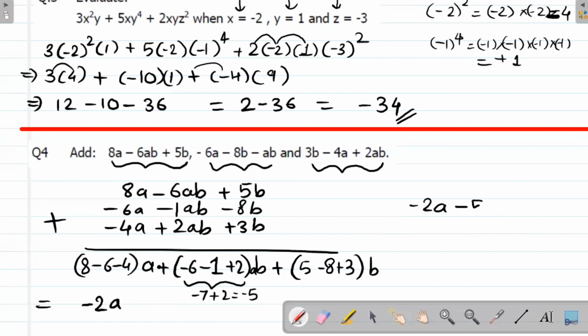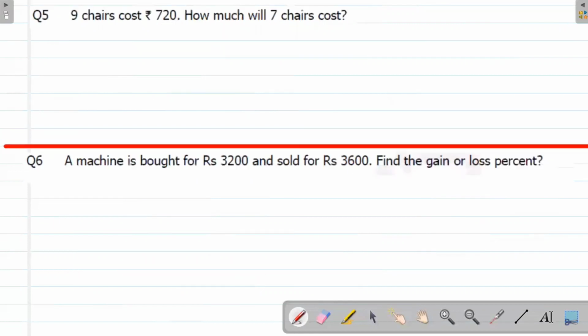Your second term is going to be minus 5ab, and the last term, that is 5 minus a, so this is going to be 0b. Okay, and 0b is nothing but 0 only. So your final answer is going to be minus 2a minus 5ab. Got it? Chalo. Next question.